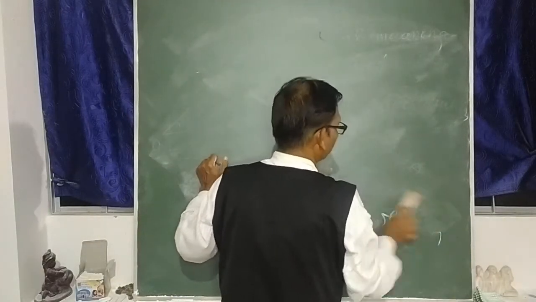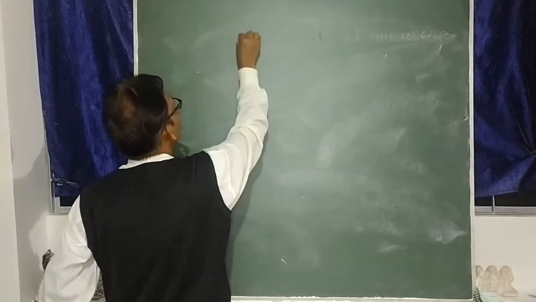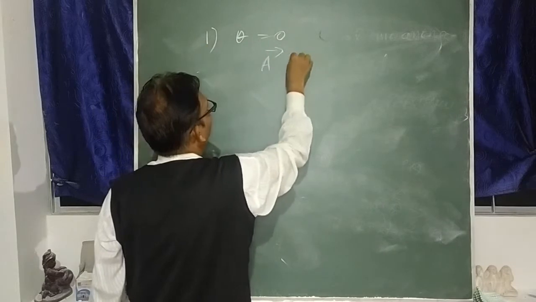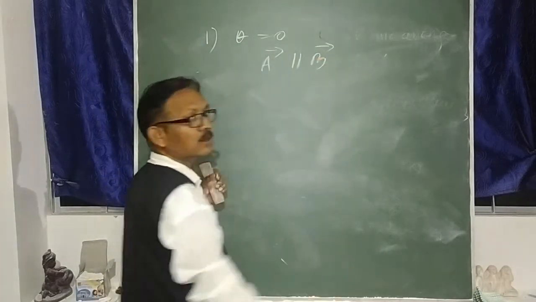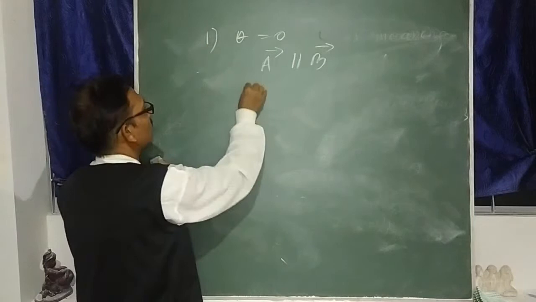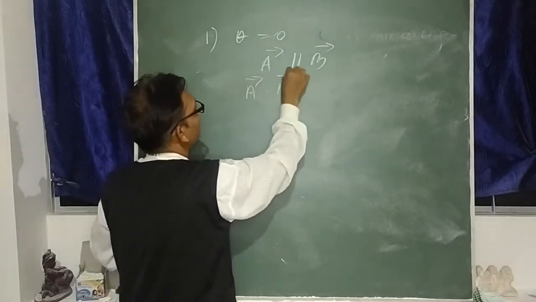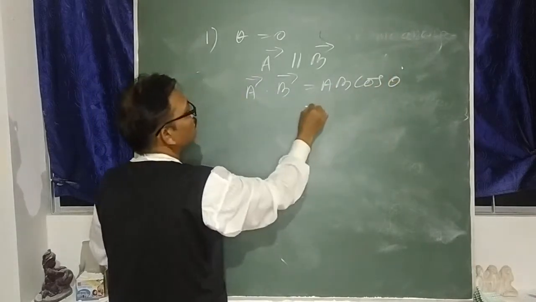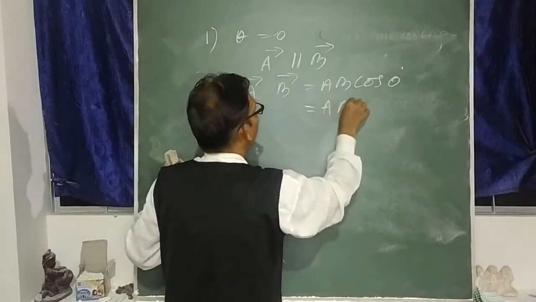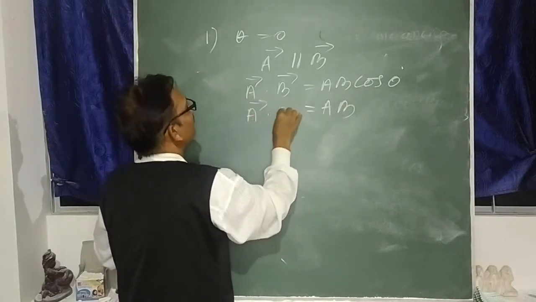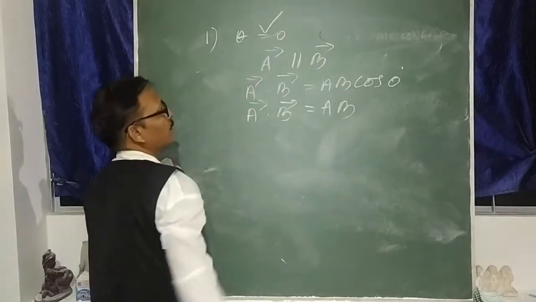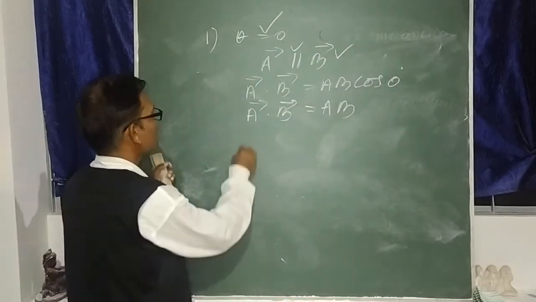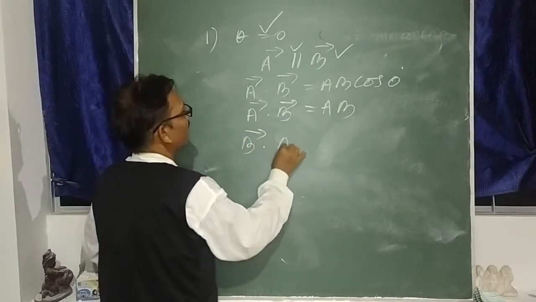Then come to unit form. Theta is equal to 0 means A parallel to B. Two vectors are parallel, so the angle is 0. So A dot B will be AB cos 0. Cos 0 is equal to 1, you know, so that is equal to AB. So the angle is 0 means A vector parallel to B vector, then A dot B is equal to AB. Similarly, you see B dot A.